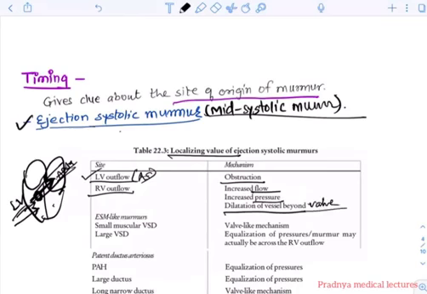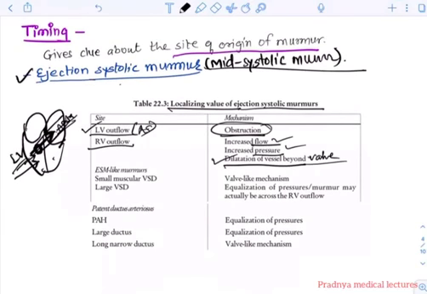Dilatation of the vessel beyond the pulmonary valve, ideally. Dilatation of the pulmonary artery, we can hear the ejection systolic murmur in cases of dilatation of the pulmonary artery. So causes are different. On the left side it will be due to obstruction, on the right side it can be due to increased flow, increased pressure and dilatation.